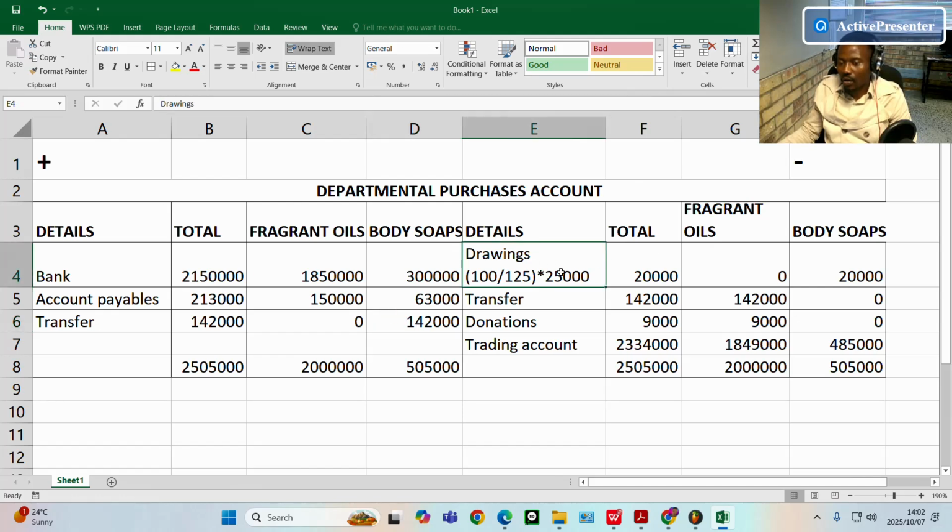Same with drawings. The owner drew stock for personal use. Whenever there's drawings, we have to value that at cost price and not at selling price, which is why we had to determine the cost price, which is 20,000. So it drew from body soaps. And also donations. We donated fragrance oils, and because it was going out, we use the credit side. To balance the account, you get the bigger side, then you put the totals on both sides, then you just do the balancing.